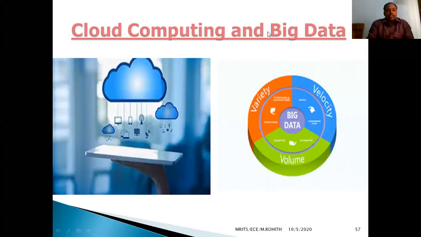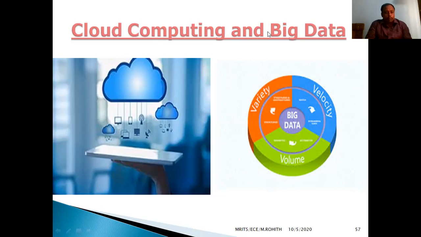Hi students, today our topic is cloud computing and big data analytics. Generally, if we are designing a particular IoT device, surely it will be enabled with a few more technologies. Out of these, cloud computing and big data analytics are going to play a vital role in executing an IoT device, right?